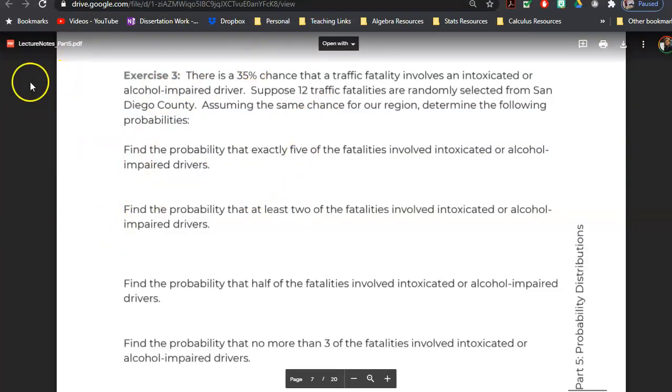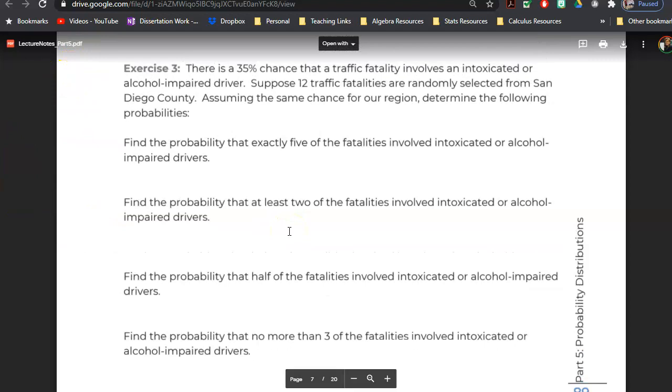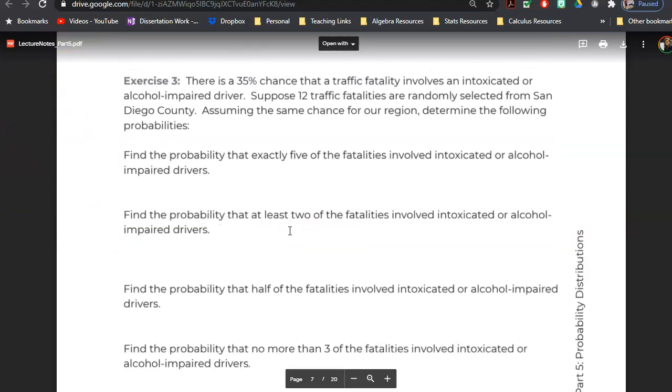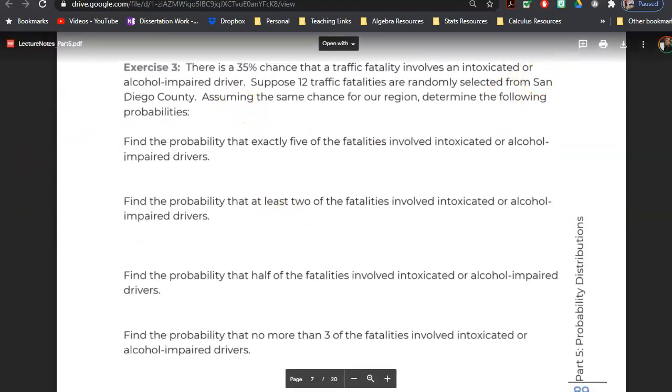So for this first exercise, this is the last question of the binomial piece. I don't think I have a video for it up, at least as part of the practice quizzes. You'll see that we're talking about a 35% chance and we have 12 fatalities. So we have a given P and an N, right?